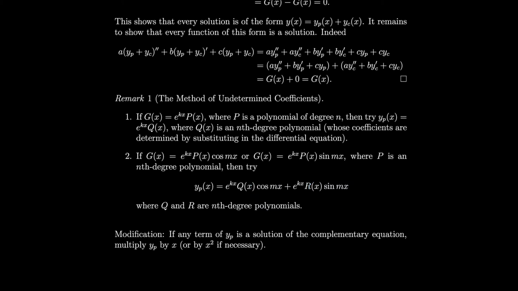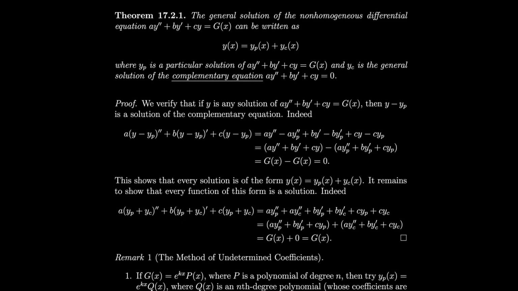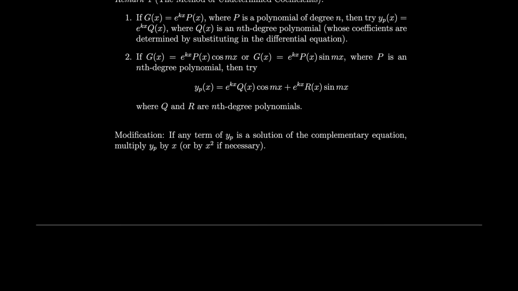And then on the off chance that any term of our candidate for a particular solution, or our trial solution, is equal to a solution of the complementary equation, we will multiply it by x or x squared so that it looks a little bit different, so that we actually get a different solution that we can add together to get our general solution. So let's do an example of this.